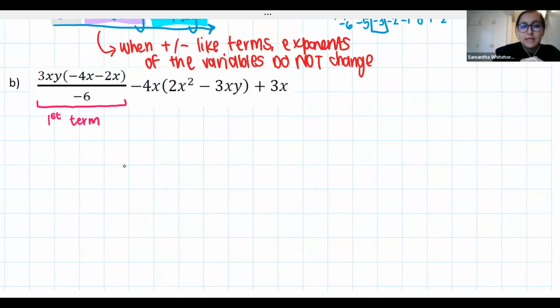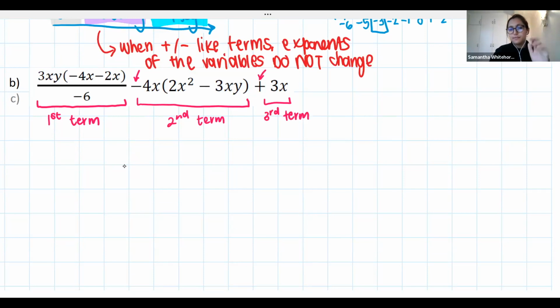Yes, there are plus and minus signs inside the fraction, but remember, we do not consider those signs when looking for terms. It is this sign outside of a bracket or a fraction that now separates my first term from my second term. So this is now my second term, the minus 4x times the 2x squared minus 3xy. This plus sign at the end here is then separating my third term and my second term. And so that 3x is my third term.